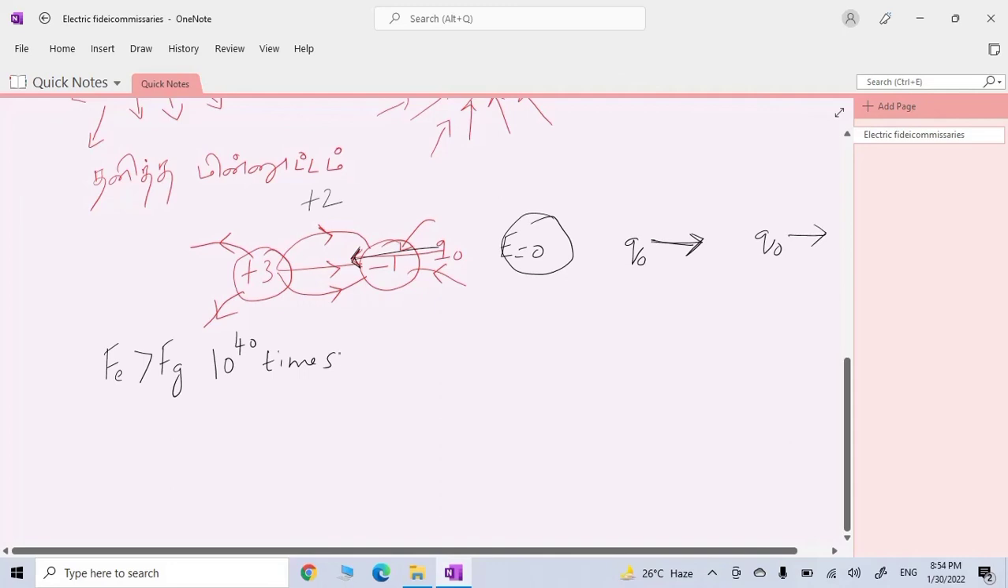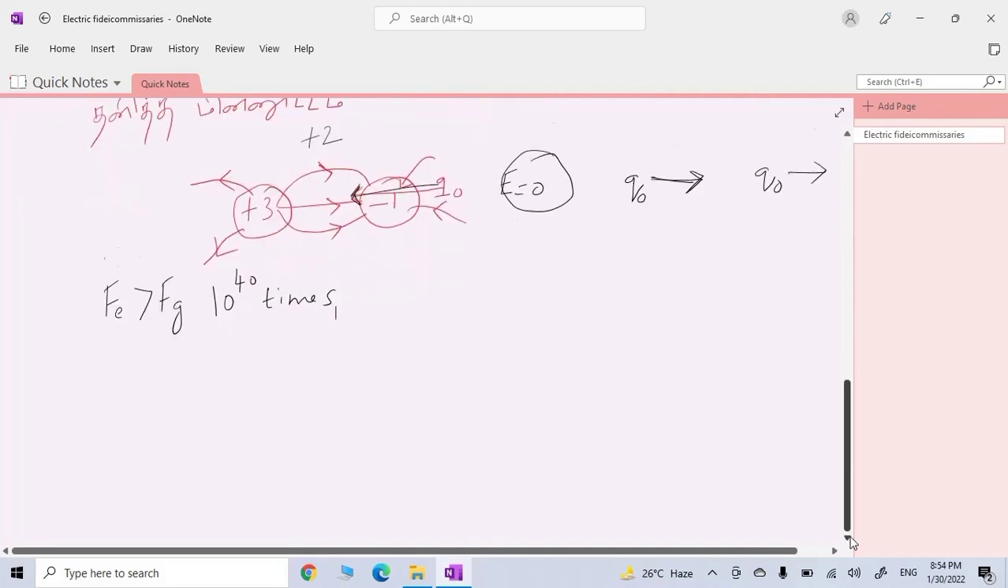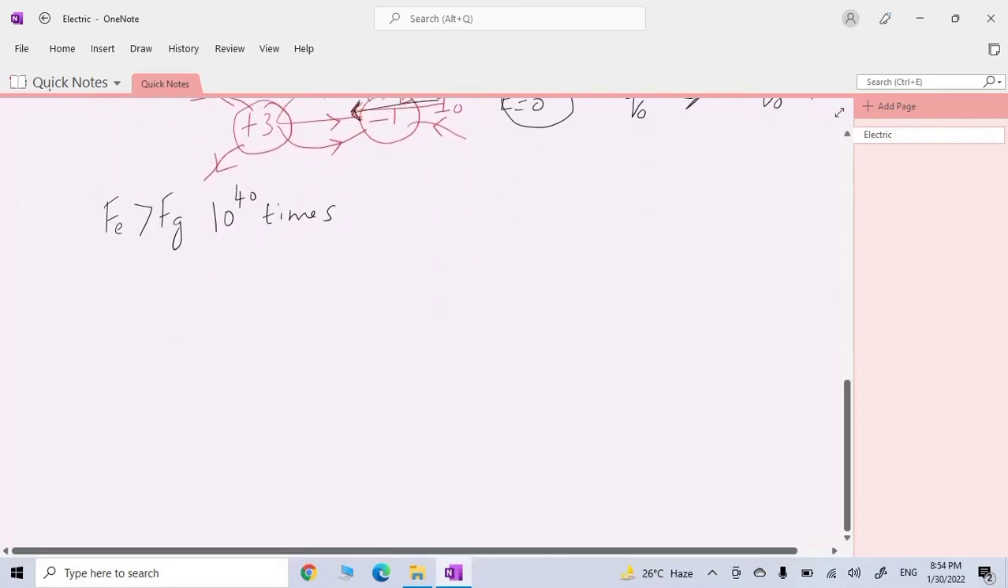To summarize whatever we have explained today, electric field is nothing but a force per unit charge, and quantitatively it is given by K Q by R square R cap, as this is a vector.